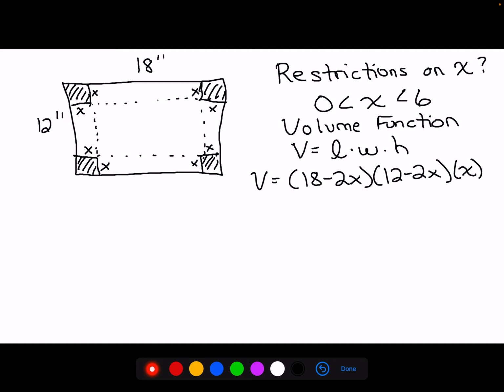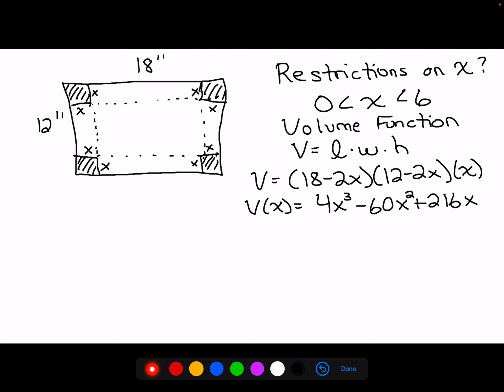And if you want, you can multiply all that out. Get this nice little volume function: 4x cubed minus 60x squared plus 216x. I'm not going to, you can multiply that out on your own. If you get stuck, let me know. I'm glad to help you with that.